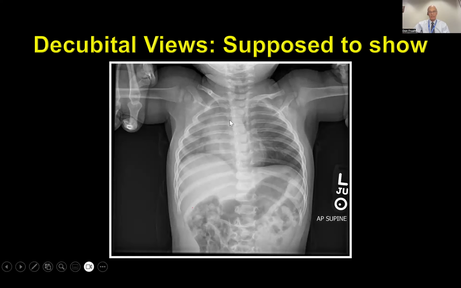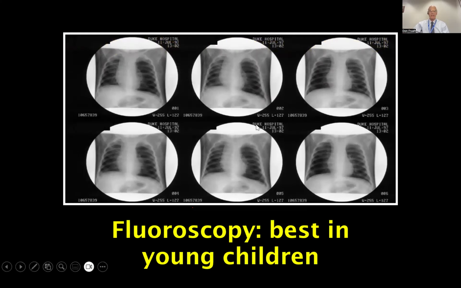Here's another example, a little more obvious in this film here, where this is an expiratory film and this side doesn't collapse. I think it's just easiest, and I don't know what resources you might have, but it's really easier to do fluoro in these young kids. Fluoroscopy, it's a simple 1-minute examination.